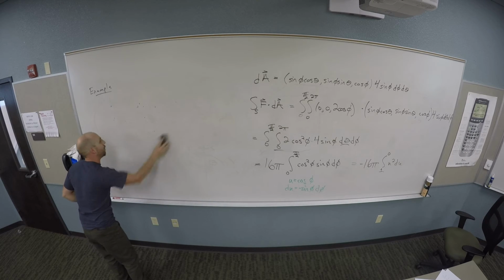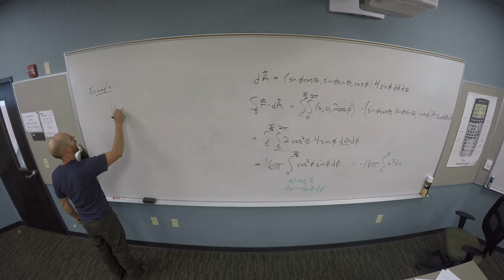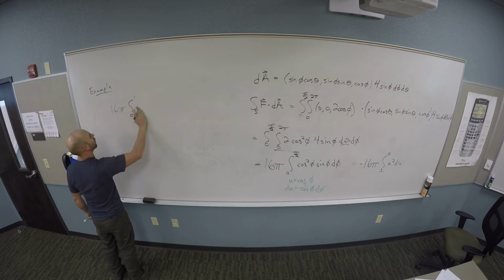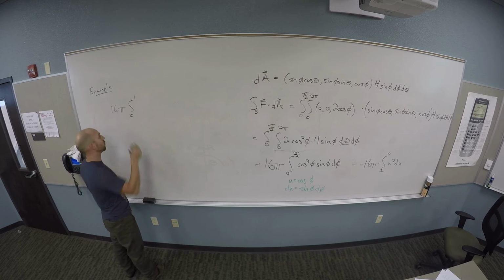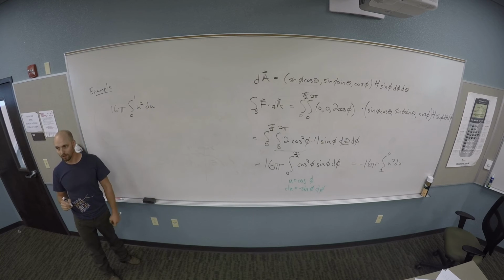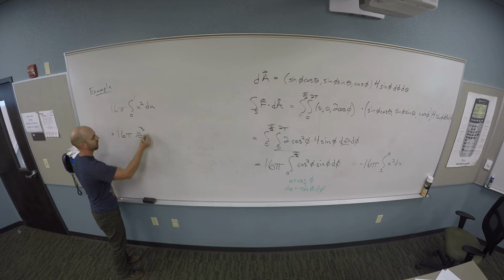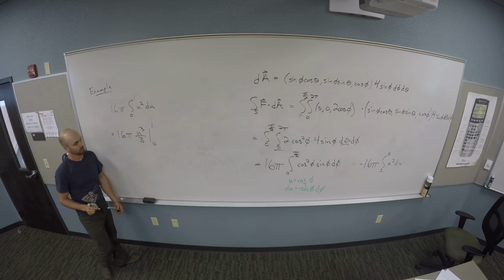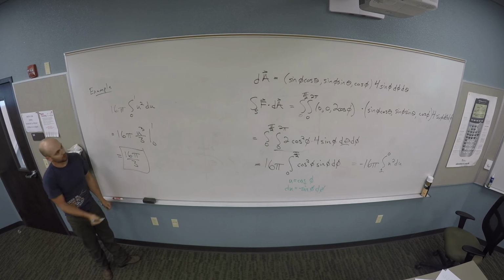So I'll get 16 pi, the integral from 0 to 1 of u squared du. So I get 16 pi u cubed over 3 evaluated from 0 to 1. Reads like 16 pi over 3. What does that tell you?